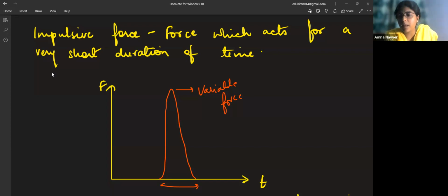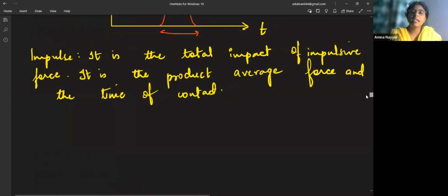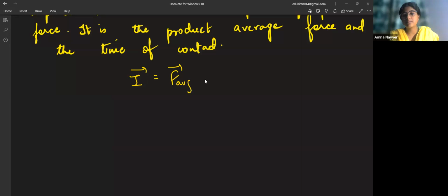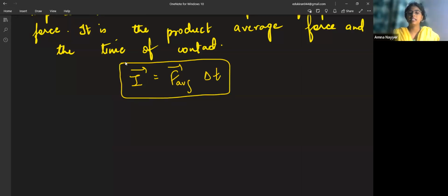This is why we exactly do not have it otherwise. We don't need to study impulse separately. Whatever you would have studied there, I would have just given you this definition and we would have stopped. But the differences are there in the formula and everything. It is the total impact of impulsive force. It is the product of average force and time of contact. Because impulse will be whatever average force occurs multiplied by time. That is F into delta T. And delta T is what? Delta T is the time of contact.